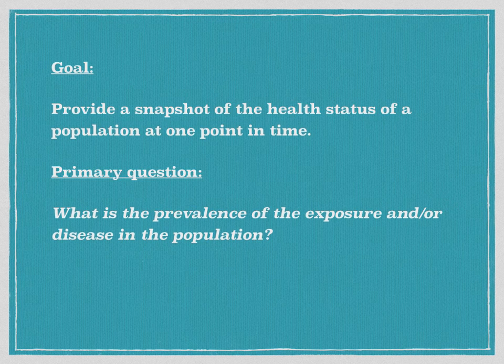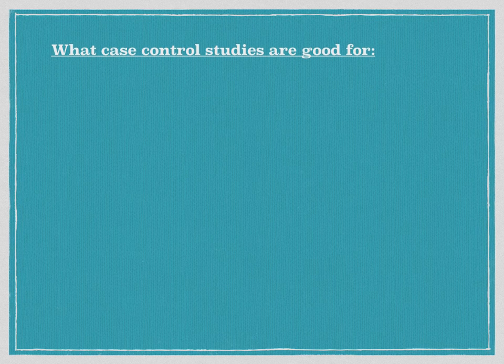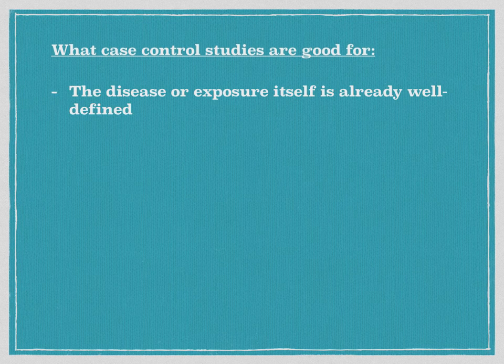The primary study question is, what is the prevalence of the exposure and/or disease in the population? For example, we may want to know what is the prevalence of Alzheimer's disease in Japan in 2016. This approach is used when the disease or exposure itself is already well defined.